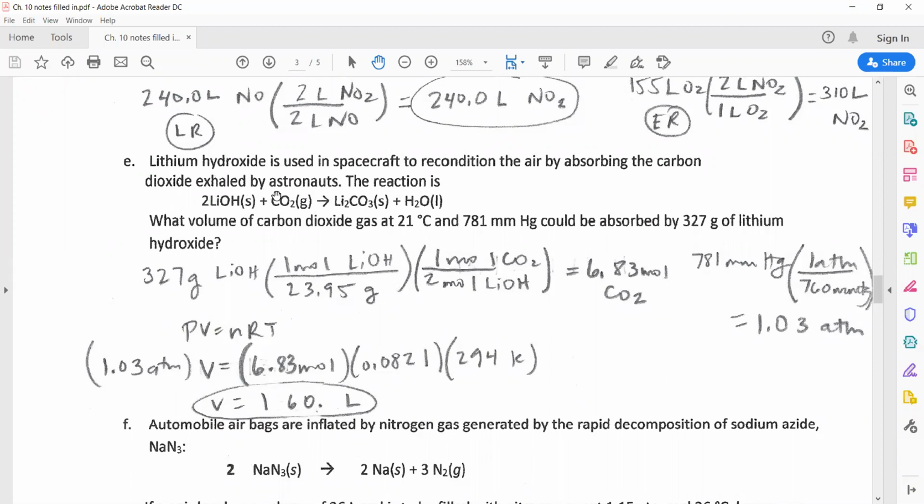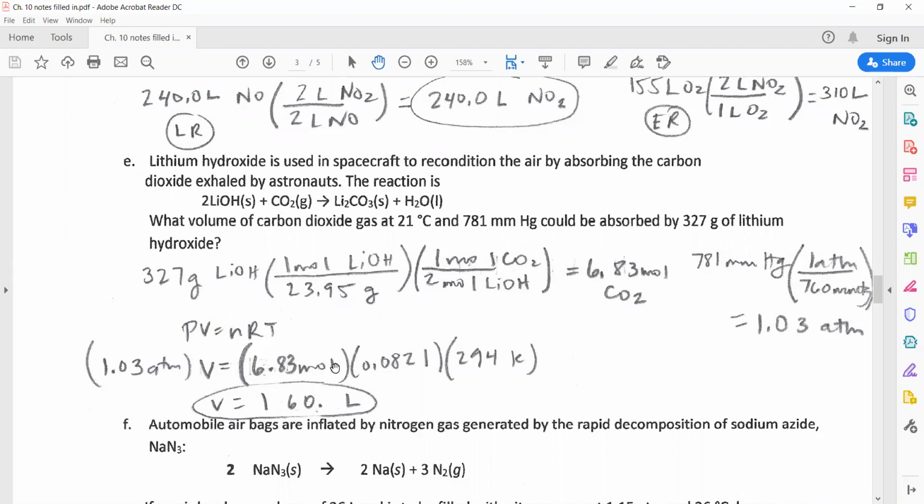These are not both gases, so it's not liter to liter. It's just a normal mole to mole conversion. For every 2 moles of LiOH, we will use 1 mole of CO2. So I multiply everything, divide by everything, and I get 6.83 moles of CO2.